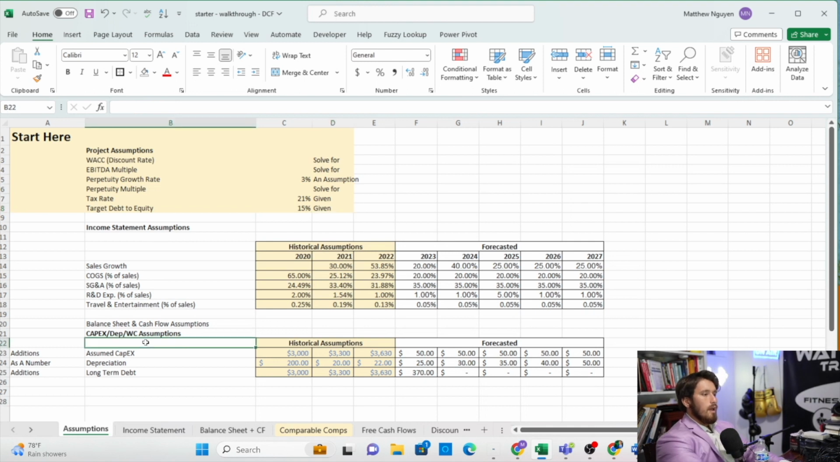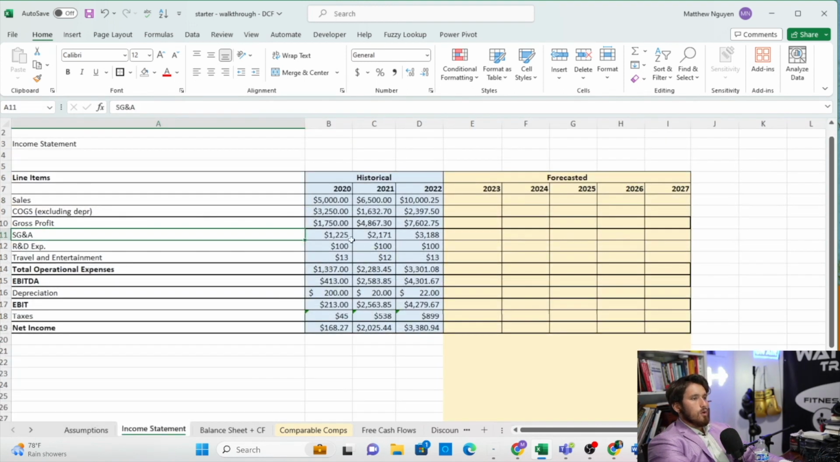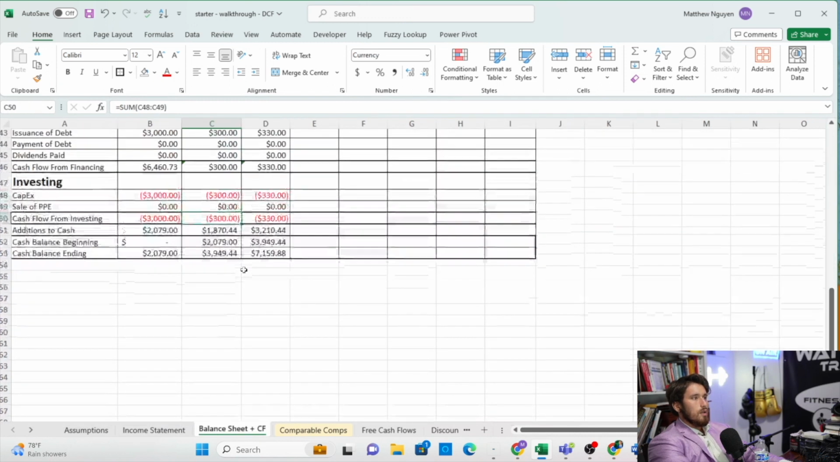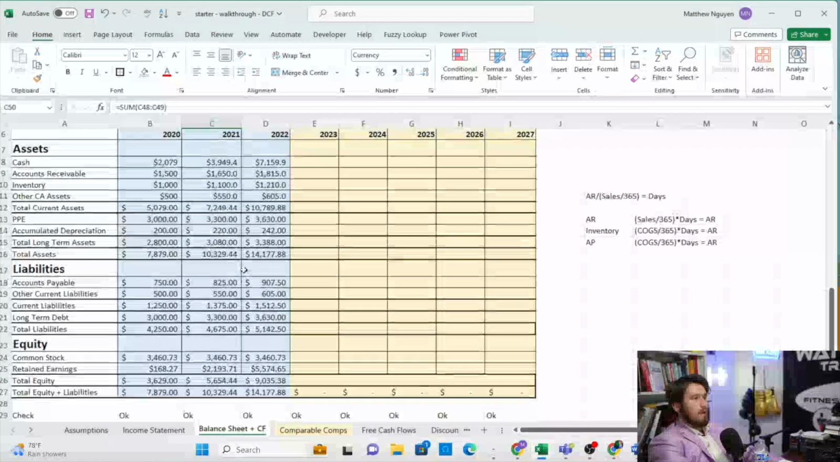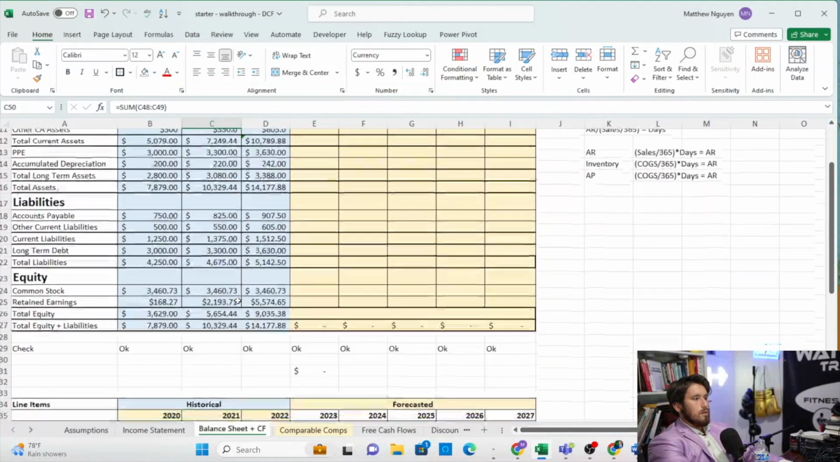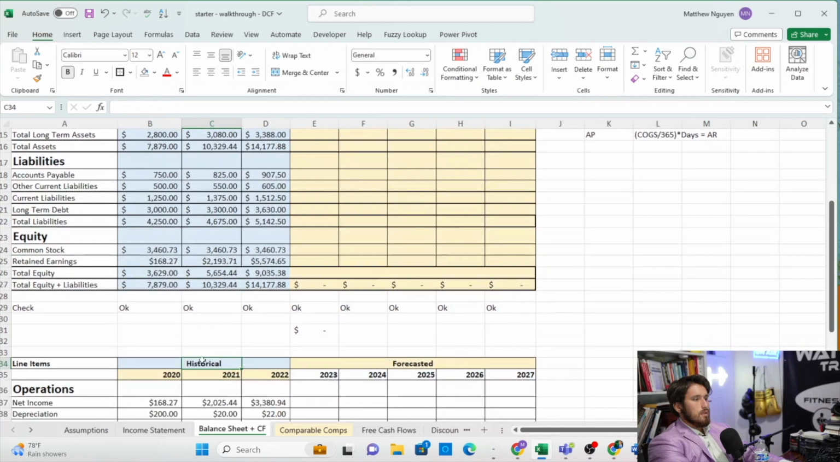All right, so let's just take a quick look around to see what we have going on here, guys. Let's look at the income statement. We have the historical income statement here. We also have the balance sheet plus the cash flows. So we have our cash flows there, and we have our balance sheet. I will change this to one color.